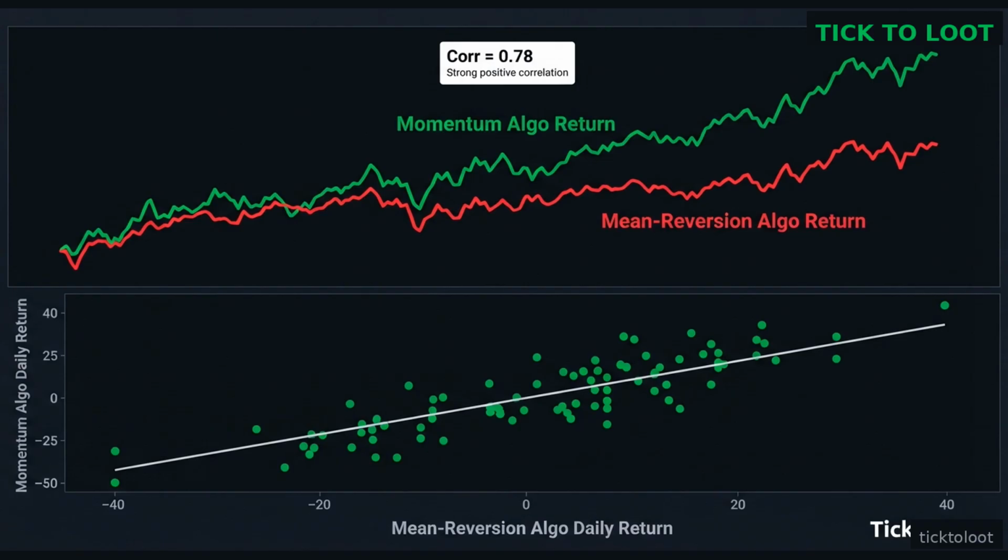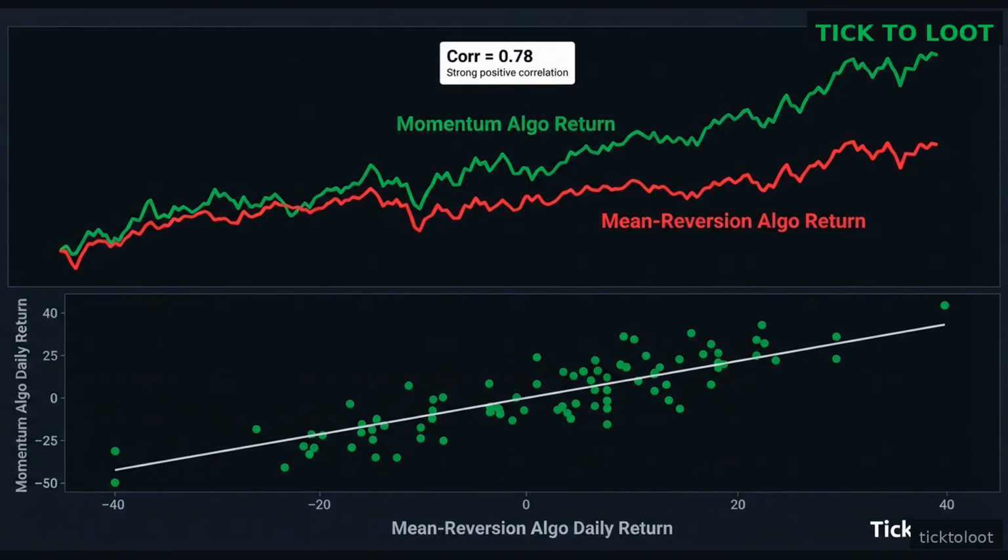Now that we have our two robots, let's see how we can actually measure whether they are moving together. The tool we use is called a correlation coefficient, which is just a fancy number between -1 and +1 that tells us how closely two things follow each other. A value close to +1 means they rise and fall almost in lockstep. 0 means they have no relationship, and -1 means they move in opposite directions.